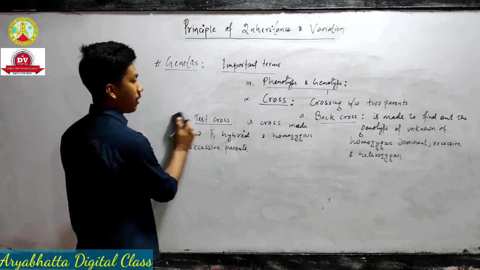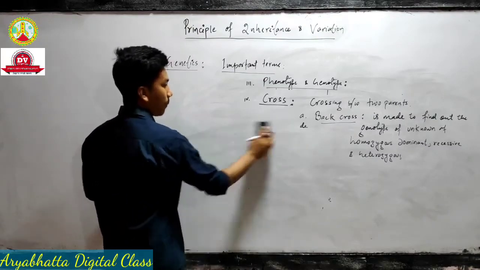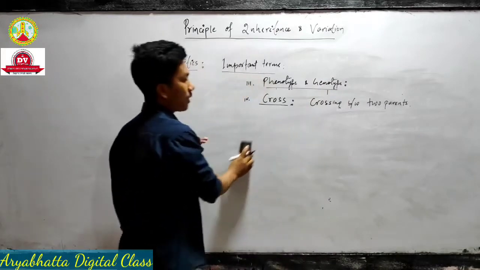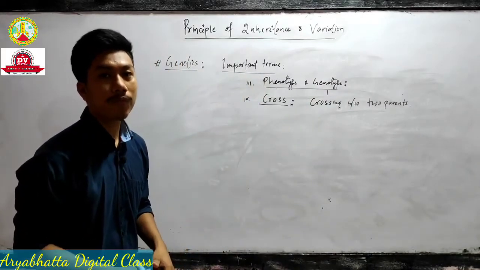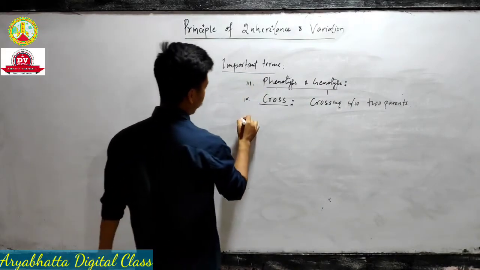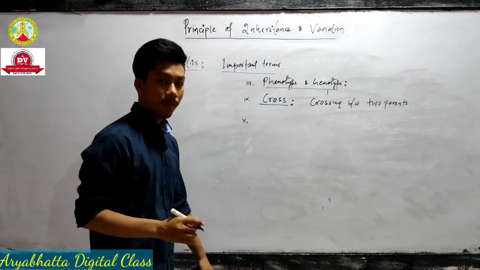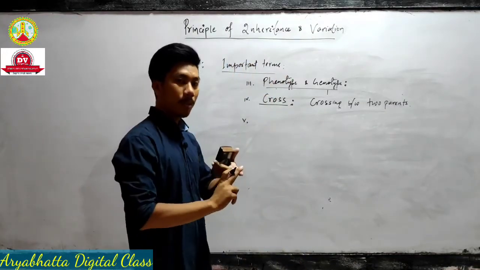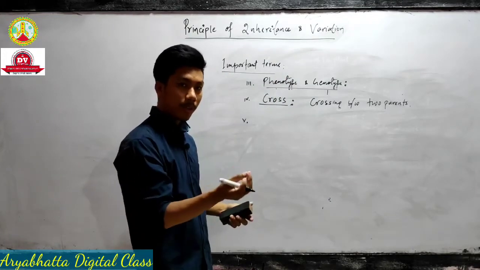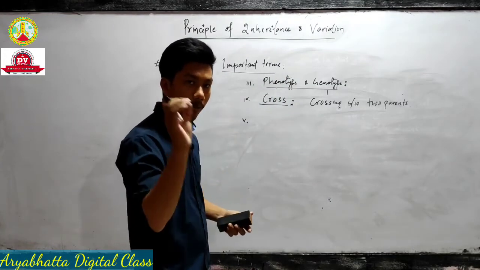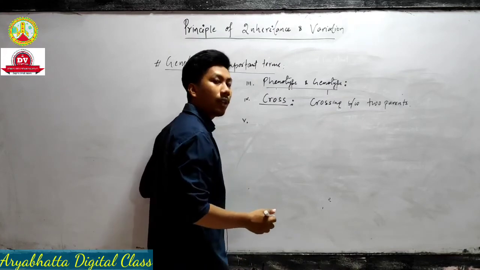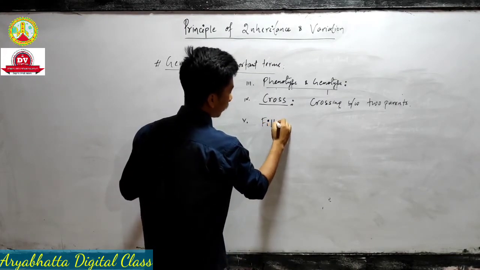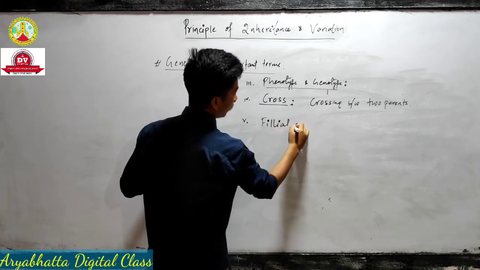That's it. So a cross is made between two parents. Then after the cross is made, the result, the generation that appears, we represent in the form of filial generation, F. We represent it with the capital letter F. So after the cross is made between two parents, the generation that is obtained we represent with the capital letter F, and we call it the filial generation.